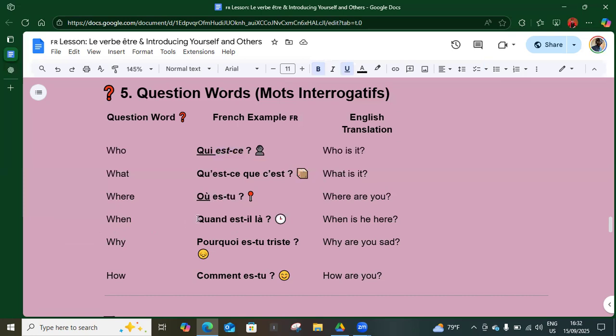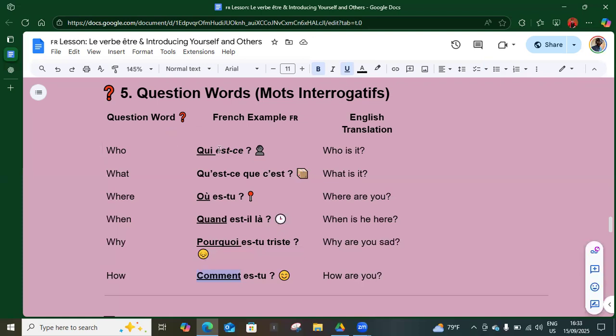Quand here means when. Quand est-il là? When is he here? For why means pourquoi. Pourquoi es-tu triste? Why are you sad? How is comment. Comment es-tu? How are you? So you can see how these question words can be used to ask questions.